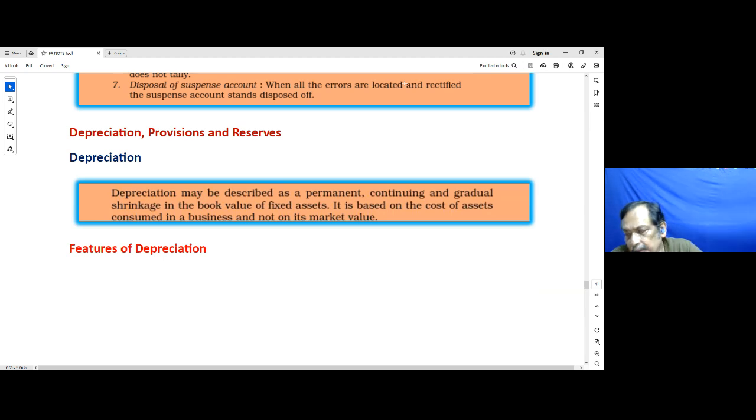First we discuss what is the meaning of depreciation. Depreciation may be described as a permanent, continuing and gradual shrinkage, means decrease in the value of fixed assets. It is based on the cost of assets consumed in a business and not on its market value. So depreciation is actually being calculated on the cost of the assets, but not on the market value of the assets.